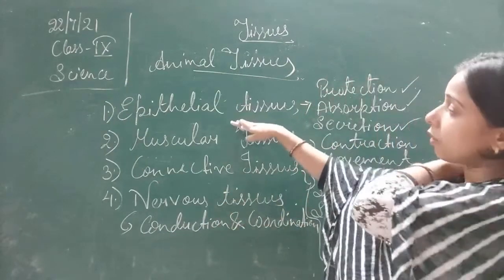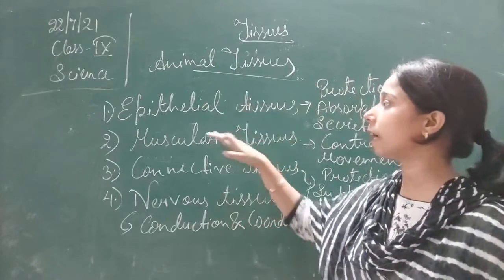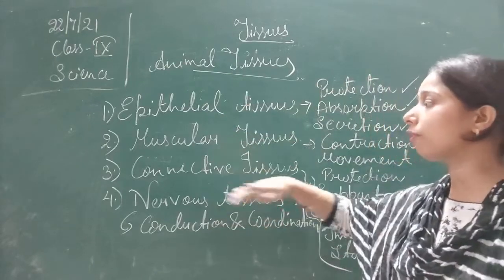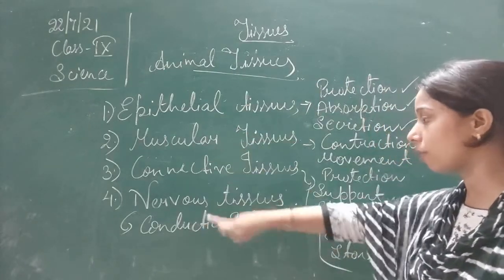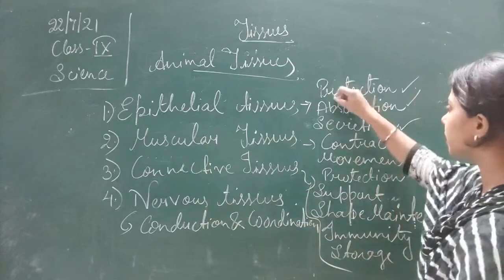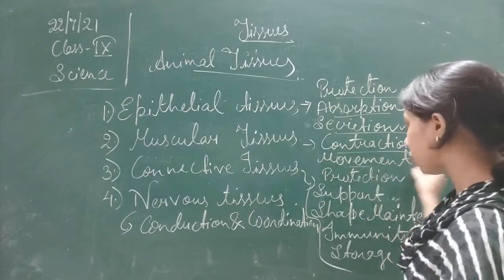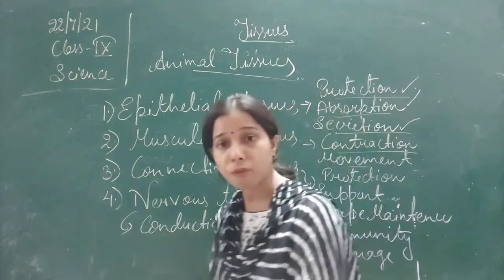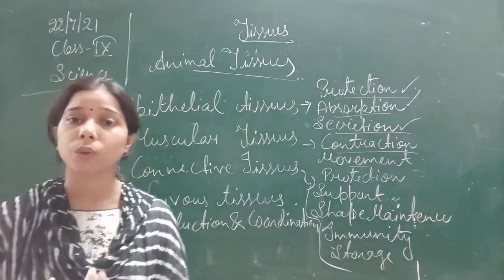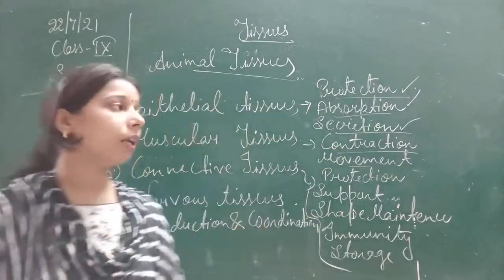The origin of the epithelial is ecto, endo and meso. Here both of them are from the mesoderm and ecto is of the nervous tissue. Function is it helps in protection, absorption, secretion. Muscular, that will help in the contraction. It will also help in the movement. We know that it is our muscle only which helps in the movement of the organism.